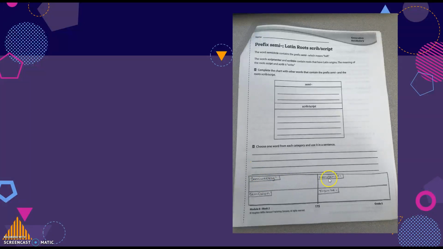For these words down here, semi-weekly, manuscript, semicolon, and inscribe, you're going to come down here and write the definitions of them.